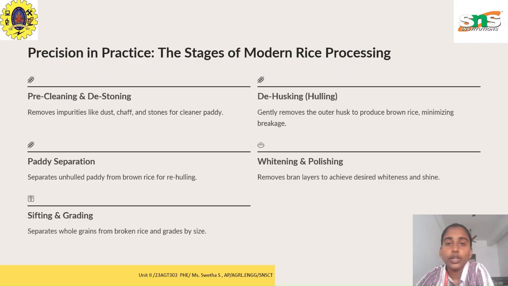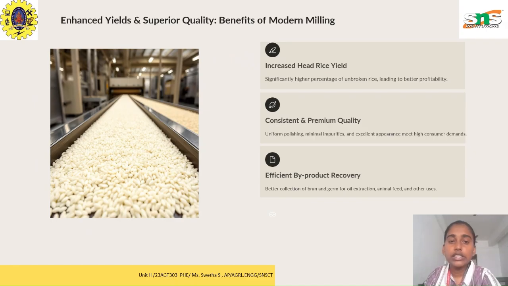Sifting is done after whitening and polishing, and the grains are moved from one place to another for grading, because in grading we separate the grades of rice based on their quality, and then color sorting is done to check for deficiencies. And what are the enhanced yield and superior quality? What are the benefits and advantages we generally get from modern milling, like increased head rice yield, consistent and premium quality, efficient byproduct recovery, which is very important, and reduced operating cost.